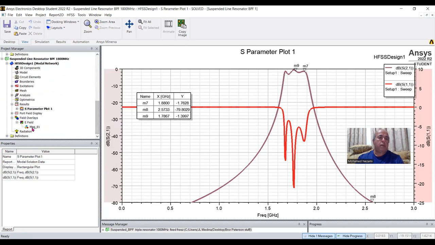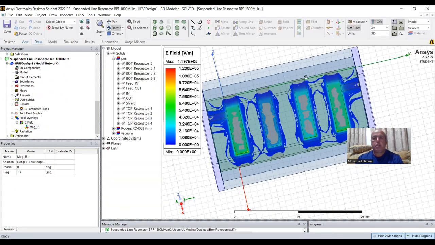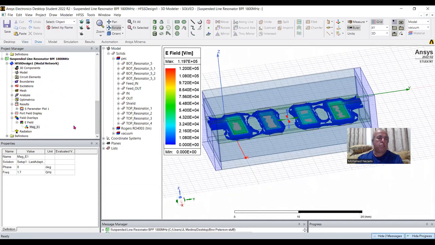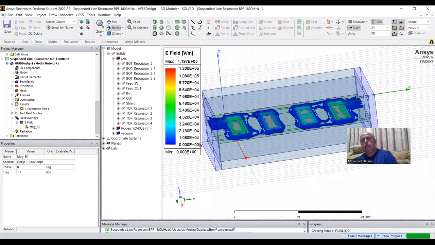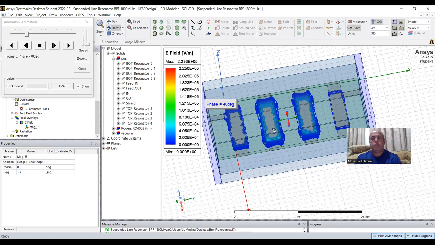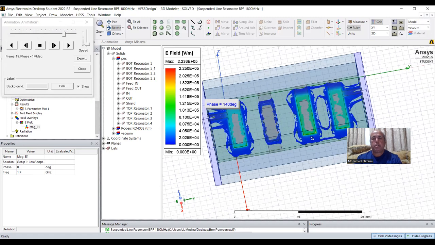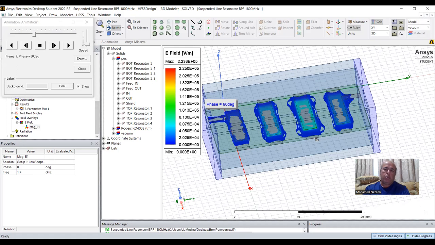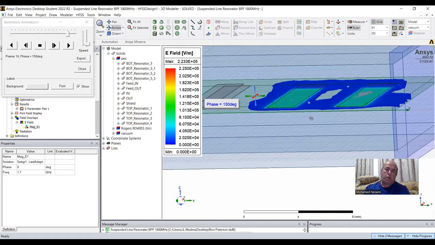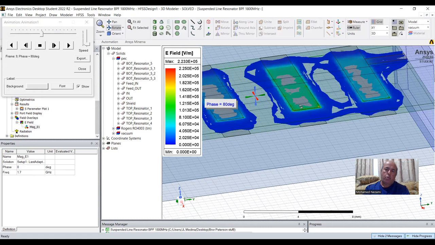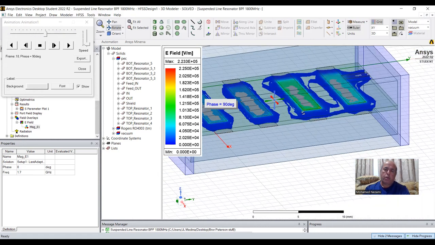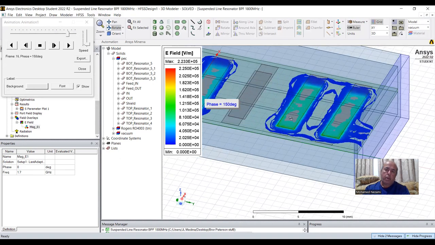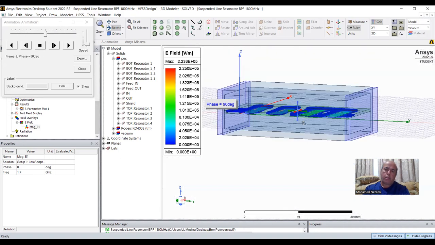Let's look at the E field on this. Here is the E field distribution, and let's animate this. And you can see this is the center of the band. The filter acts like this. So basically, you end up with the signal coupling capacitively through both resonators. Of course, the top ones are open on this side, while the bottom ones are open on the other side. Okay, so you end up with this.